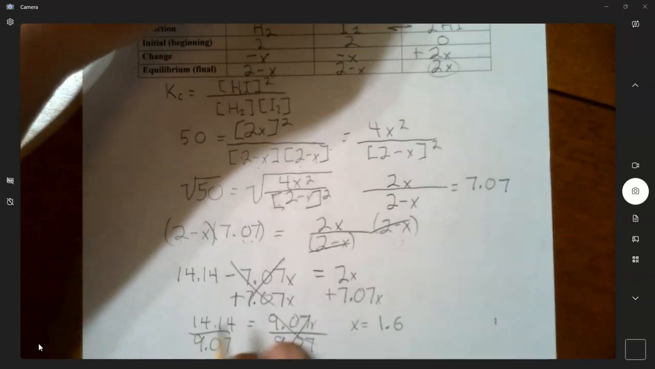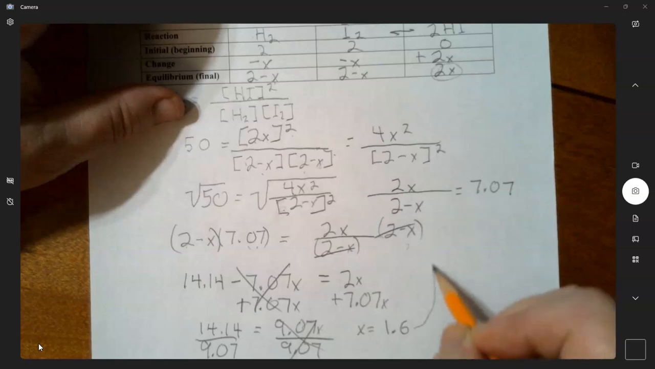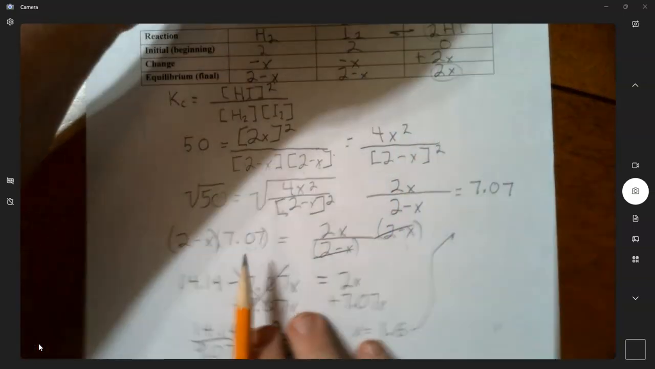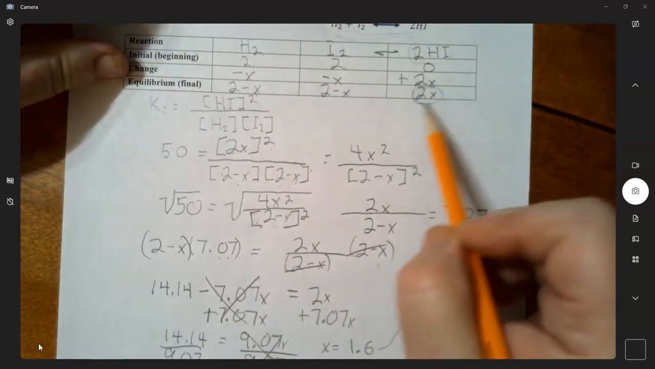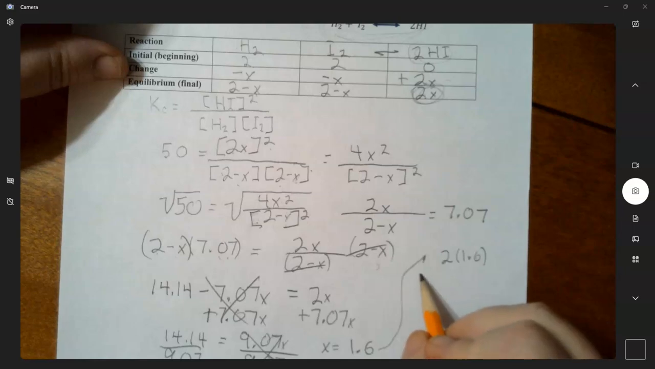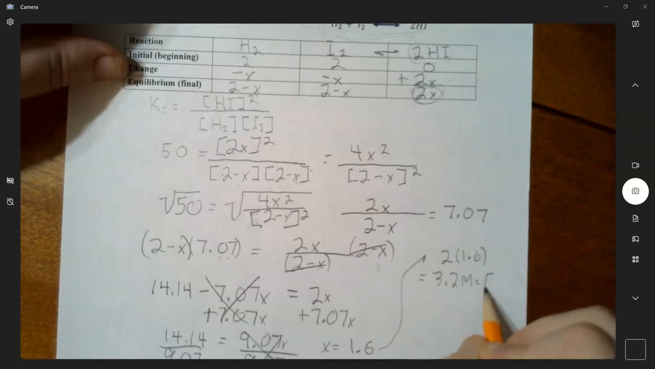Okay? So I'm going to come over here, and what we want to know is the concentration of HI. Don't worry about the 2. That has nothing to do with it. You just deal with this. It's 2 times 1.6, and that's going to equal 3.2 molar equals the concentration of HI.